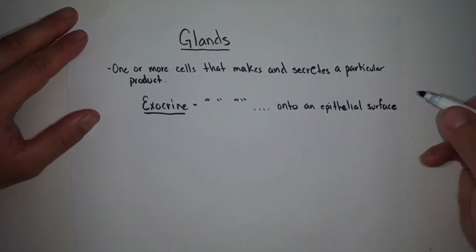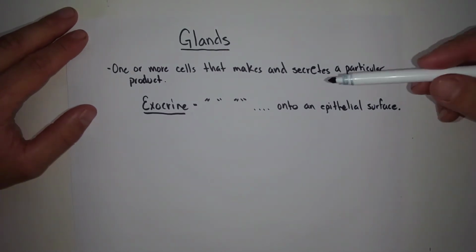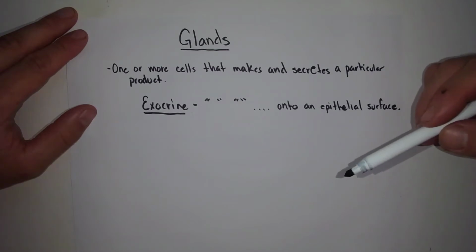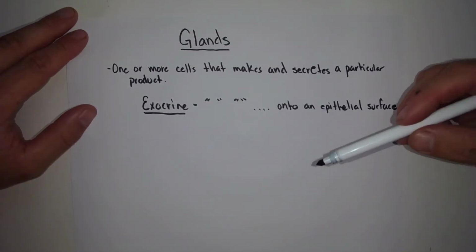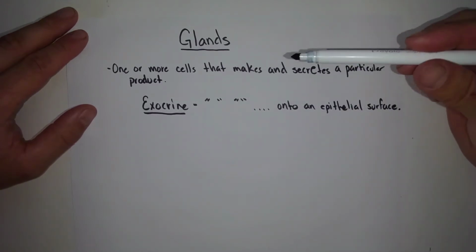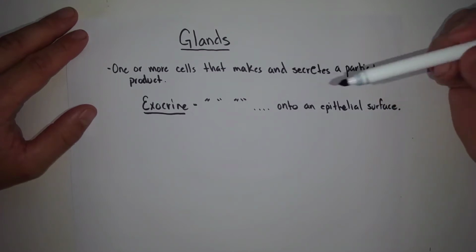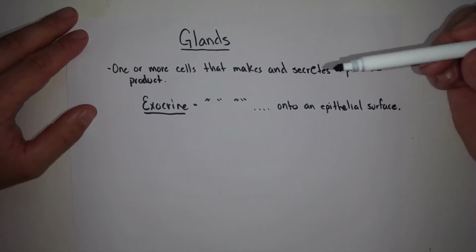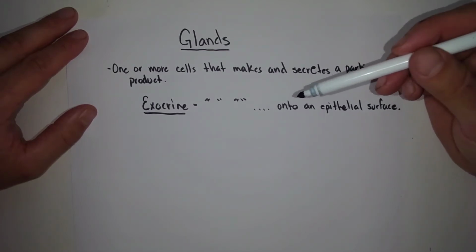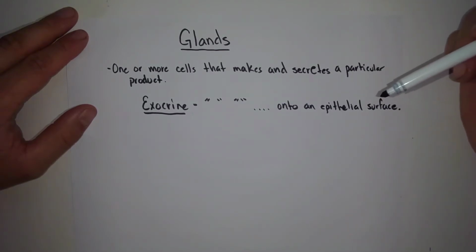Now, some of you might have learned these as the glands with ducts, and then endocrine glands as the ductless glands. And I don't like that definition very much. And the reason why is not all exocrine glands use a duct. By the strictest definition, it is exocrine if it's secreting its product onto an epithelial surface.